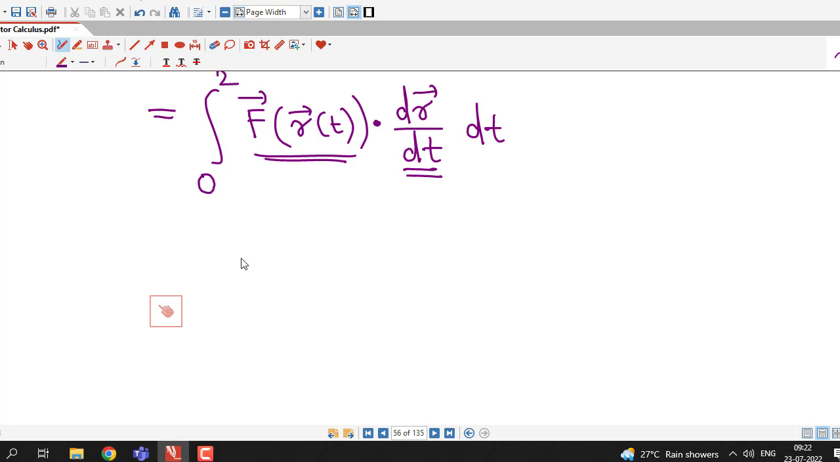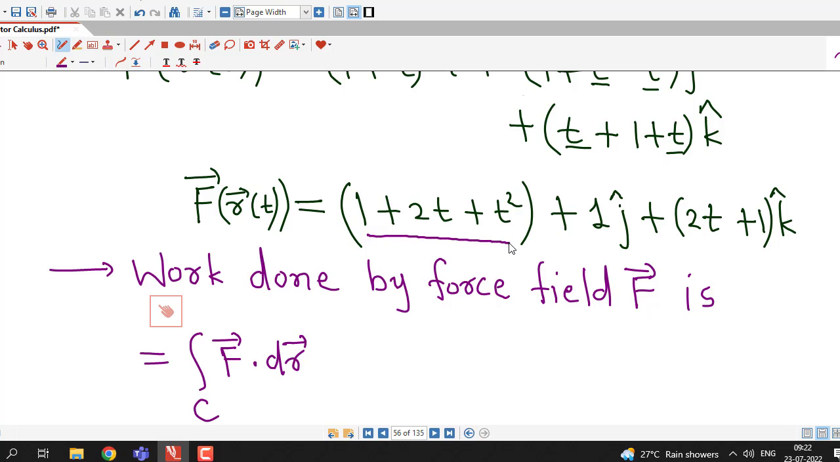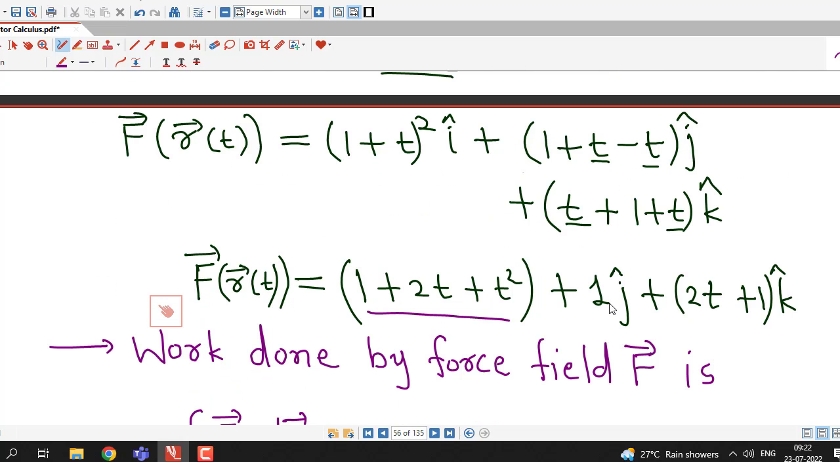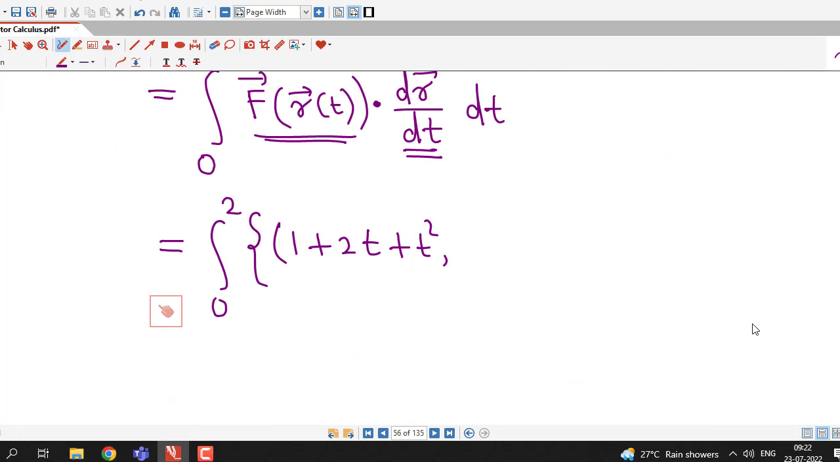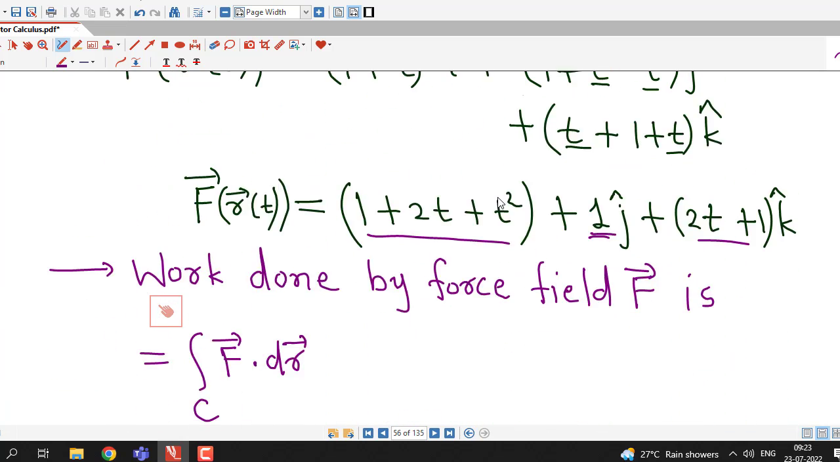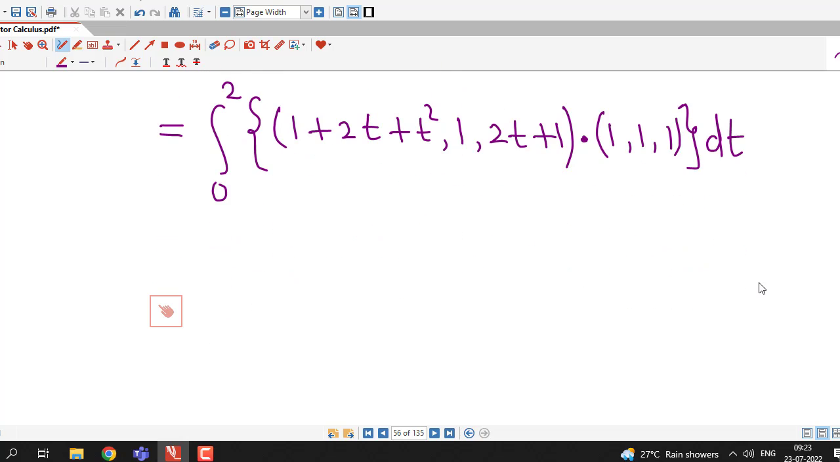Now we first substitute the values of F bar and dr bar by dt in terms of t. So F bar has components 1 plus 2t plus t square, so I write it in vector form: 1 plus 2t plus t square, second component is 1, third component is 2t plus 1. Dot product with dr bar by dt. The vector dr bar by dt has all the components as 1, so we write here 1, 1, 1, and after taking the dot product we will integrate with respect to t.